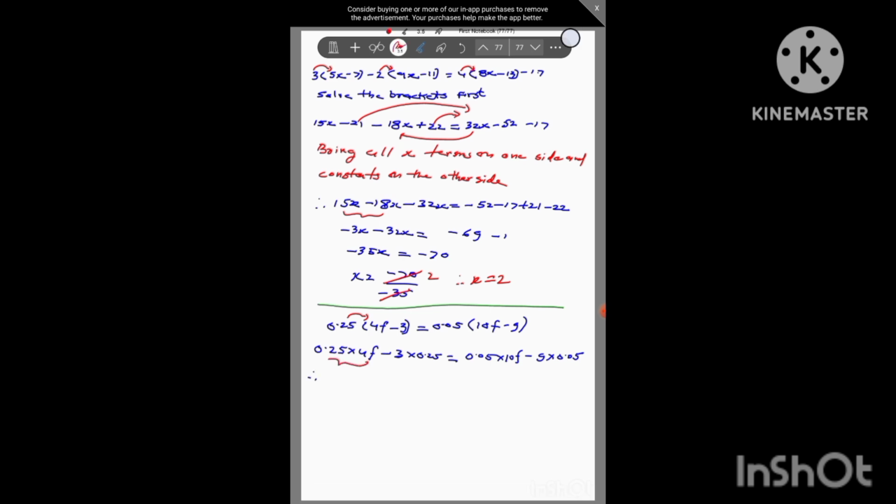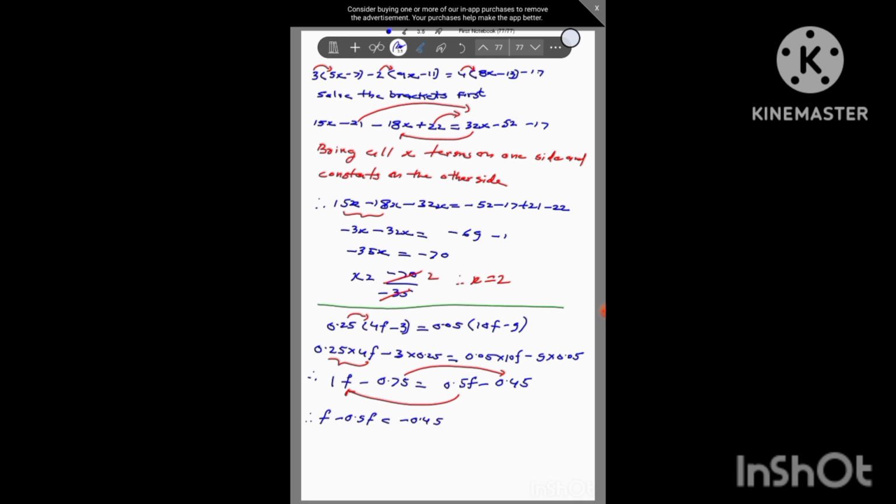So this goes only f, 1f minus 0.75 equals. While solving a problem, don't make a mistake in sign. That is very important. If you make a simple mistake in sign, it's very difficult to locate or detect it, and that adds to your confusion. So don't make any sign mistake.